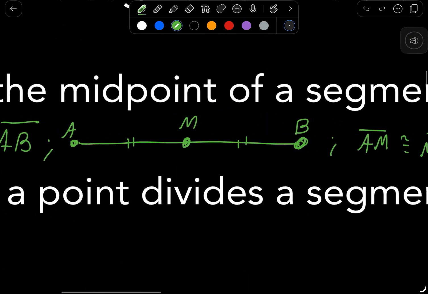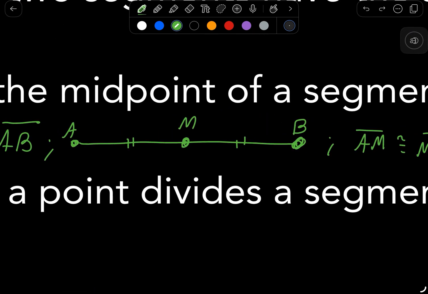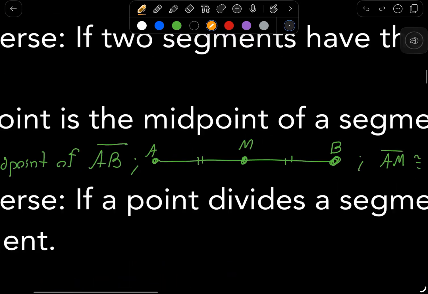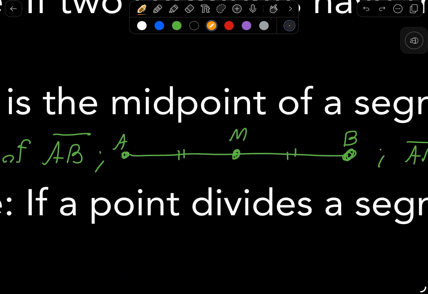So here, if you have segment AB, this entire thing here, and they tell you that M is the midpoint of AB, which means that these two segments will be equal to each other. So segment AM will be congruent to segment MB. That's what you can conclude.